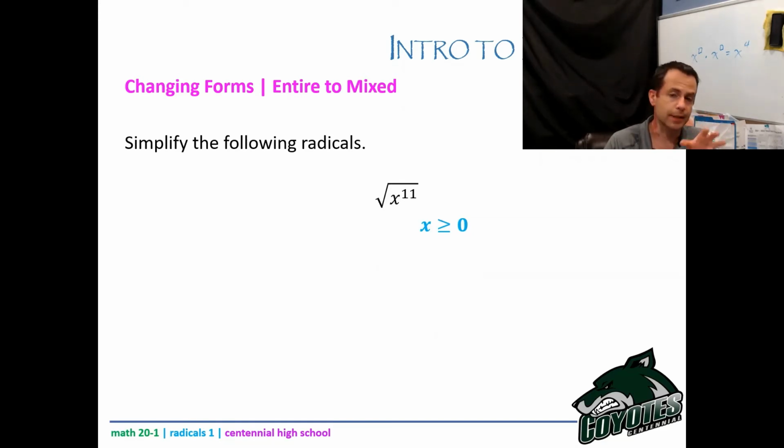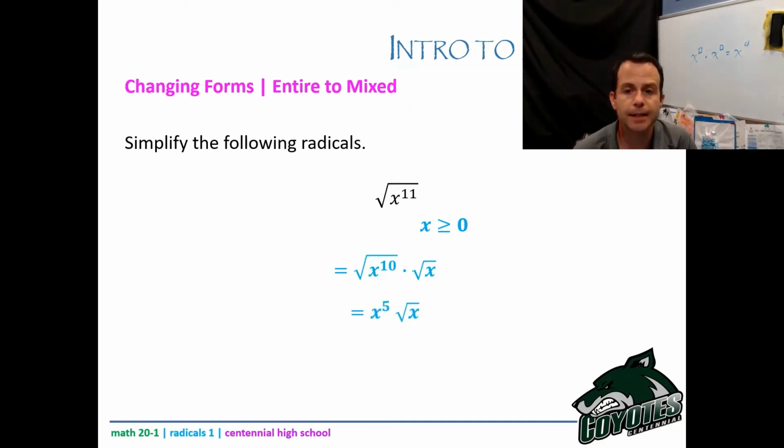Okay, x to the 10, I would be able to take out as a perfect square. So I'm going to separate this into the root of x to the 10 times the root of x. And then I know that the root of x to the 10 is x to the 5. Okay, so my final answer here would be x to the 5 root x.